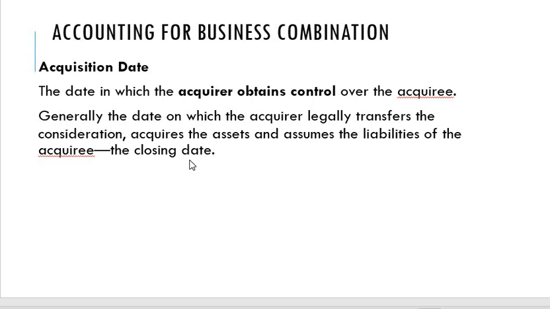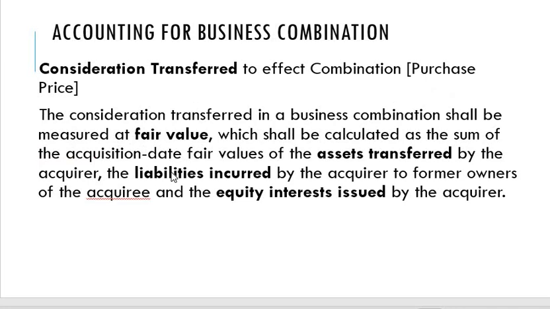It is very important to determine the acquisition date because all the consideration transferred and all the assets and liabilities of the acquiree shall be measured at fair value on the acquisition date. The consideration transferred, or the purchase price, in a business combination shall be measured at fair value. It shall be calculated as the sum of the acquisition date fair value of the assets transferred by the acquirer, the liabilities incurred by the acquirer to the former owners of the acquiree, and the equity interest issued by the acquirer.